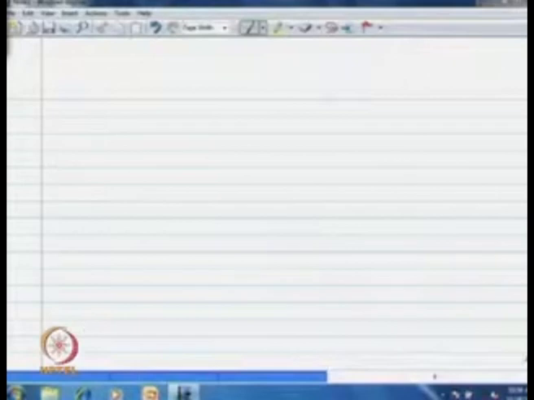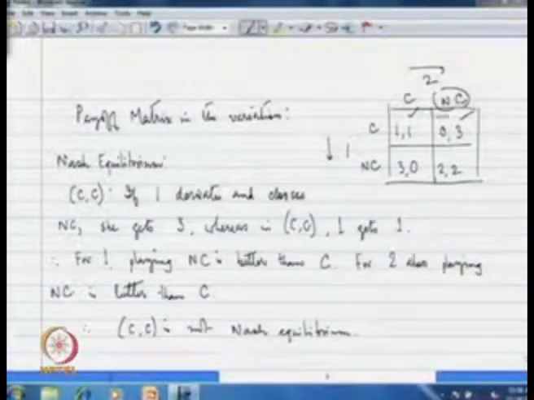Let us consider another one, C,NC. If we consider C,NC, basically we are talking about this payoff vector. Here we can see that from C,NC, player 2 does not have any profitable deviation, because what player 2 can do is play C instead of playing NC, but if he plays C, he is going to get 1, which is worse than 3. So, for player 2, there is no profitable deviation from C,NC. So, that is there.